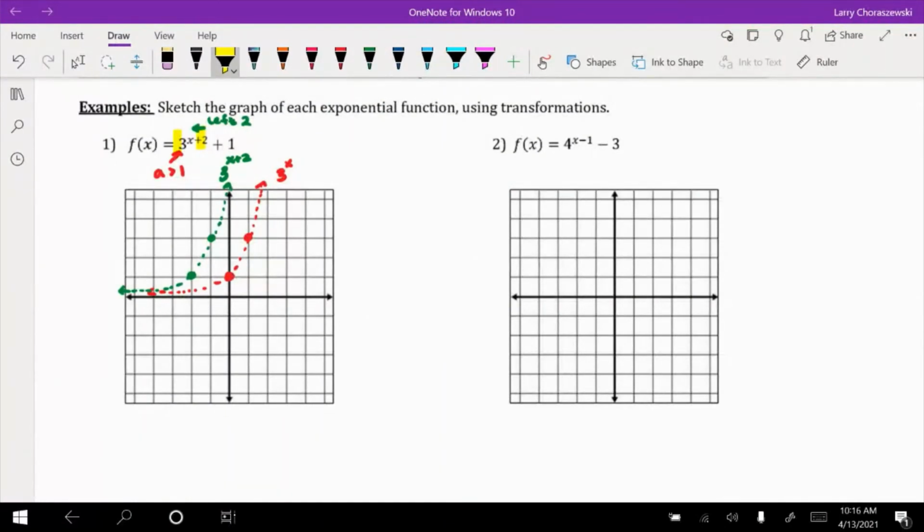Last but not least, we have this plus 1 at the tail end, and here we can think normal. Numbers at the tail end are for vertical shifts, and since it's plus 1, we're going to go up 1. And we'll base this on our most recent graph, which is the green one. We'll take those 2 points, move them up by 1 unit.